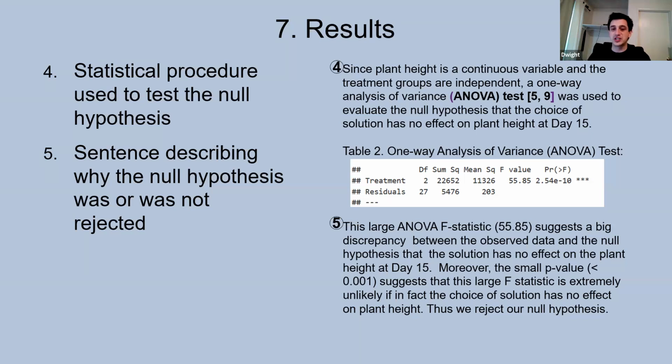This large of an F statistic suggests a big discrepancy between the observed data and the null hypothesis that the solution has no effect on the plant height at day 15. Moreover, the very small p-value suggests that this large F statistic would be extremely unlikely to be observed if, in fact, the choice of solution did have no effect on the plant height. Thus, we reject our null hypothesis.